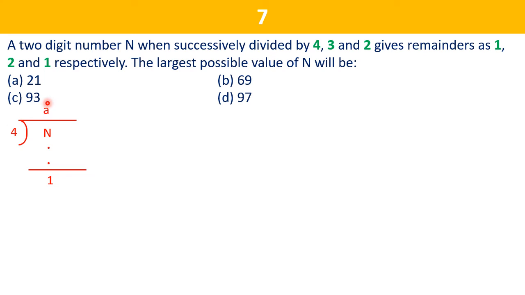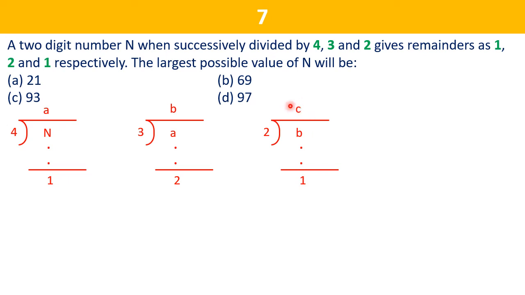In successive division, जो हमको पहला क्वोशंट मिलता है उसको हम दूसरे डिवाइजर से डिवाइड करते हैं. सो a को हम अब 3 से डिवाइड करेंगे, जिससे हमको रिमाइंडर 2 मिलेगा as mentioned here. So I am dividing a by 3, I am getting the remainder as 2. Let us say the quotient is b. अभी ये जो क्वोशंट मिला दूसरे केस में, इसको हम थर्ड डिवाइजर 2 से डिवाइड करेंगे फिर से, जिससे हमको रिमाइंडर 1 मिलेगा. So if I divide b by 2, I am getting the remainder as 1, and let us say the quotient is c.